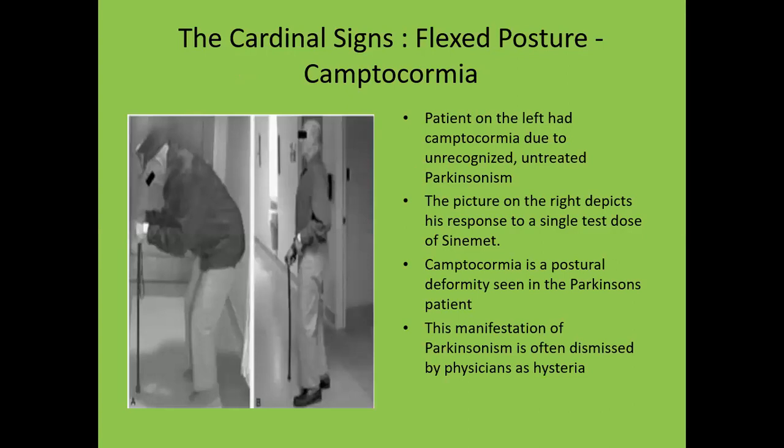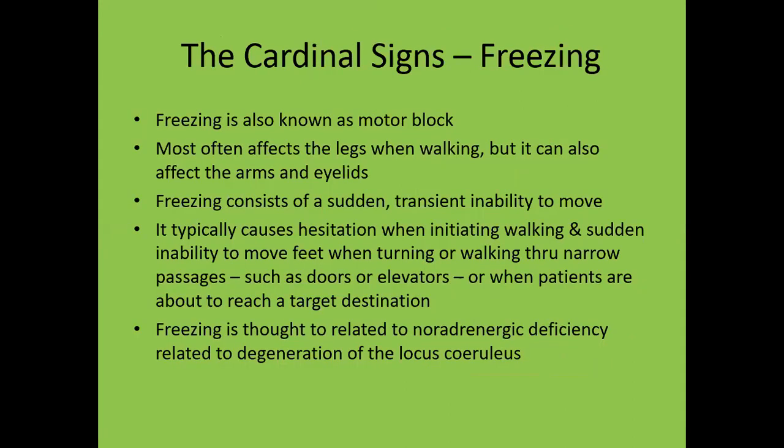Another cardinal symptom is called camptocormia. The patient on the left has camptocormia due to unrecognized or untreated Parkinsonism. The picture on the right depicts his response to a single test or assignment. Camptocormia is a postural deformity that disturbs the entire posture. The manifestation of Parkinsonism is often dismissed by physicians as hysteria. The freezing is a motor block.